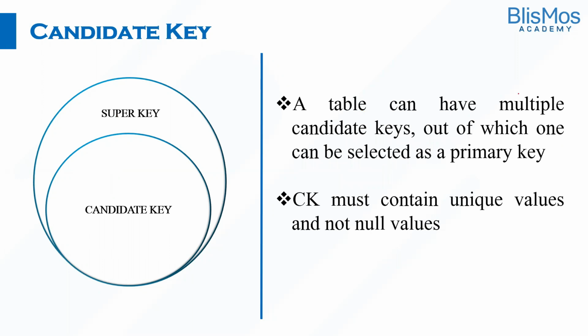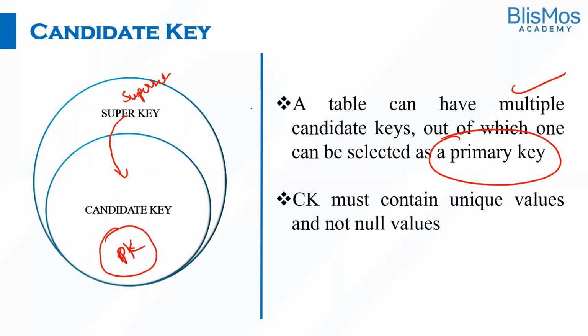Table can have multiple candidate keys. And as we already have explained, we will select a primary key from a candidate key. As we said, we have a super key, which is a superset. And from that, we'll choose a candidate key. And from that, we'll choose a primary key. In case of super keys, we may have null values. But in case of candidate keys, we should not have null values. That is one of the important differences.